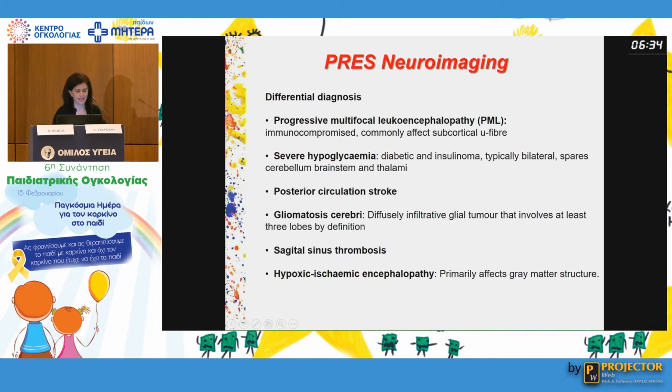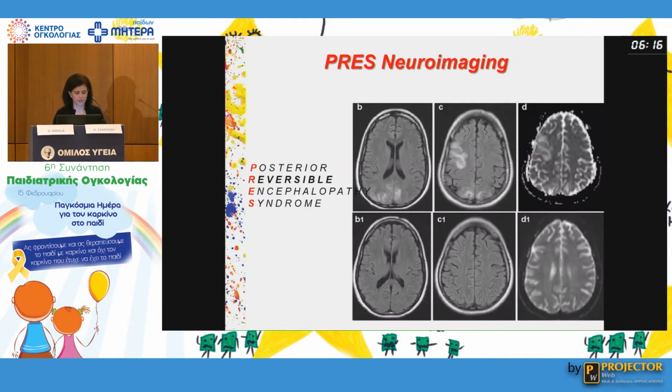There are many pathologic conditions that we have to differentiate from PRES syndrome. I will not go into details. Clues from the clinical examination or from the clinical history, as well as radiologic clues, help us rule out all these conditions. And in PRES syndrome, on follow-up MRI, usually, but not always, most of the findings resolve.